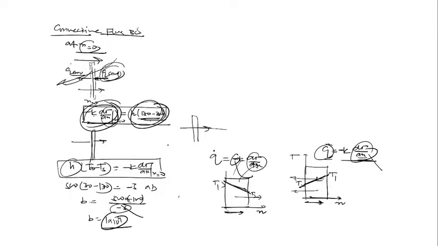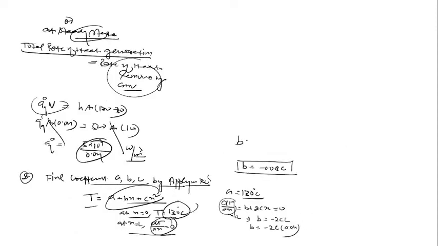I got the B here. Once I got the B, then you can find the C as well. So how much C is there? C is equal to B upon minus 0.08. How much C is there? Please tell me.